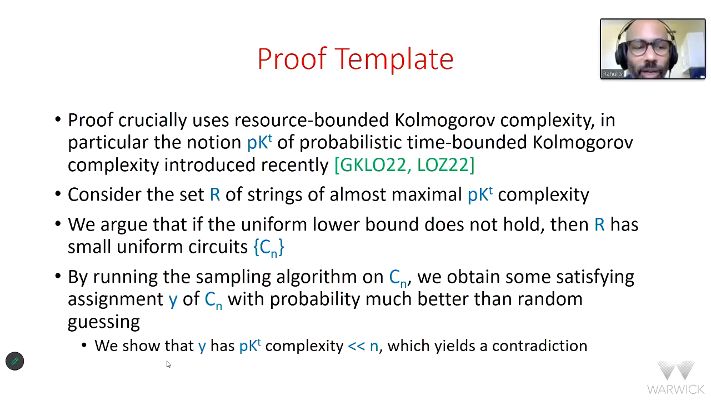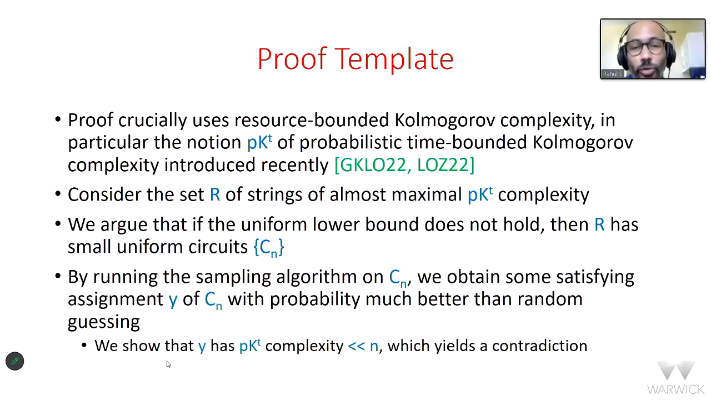Just to say something briefly about the proof. This is just a very high-level sketch. The proof crucially uses resource-bounded Kolmogorov complexity. In particular, it uses a notion of probabilistic time-bounded Kolmogorov complexity that was introduced recently by Goldberg, Kabanets, Lu and Oliveira. What we do is we consider the set of strings of almost maximal probabilistic time-bounded Kolmogorov complexity, so some set of random strings.